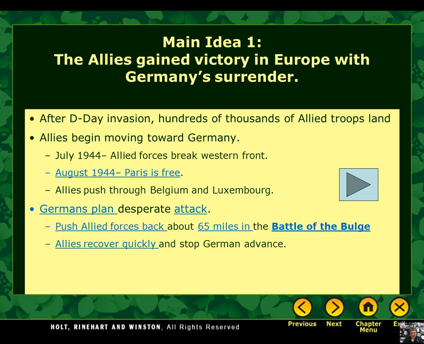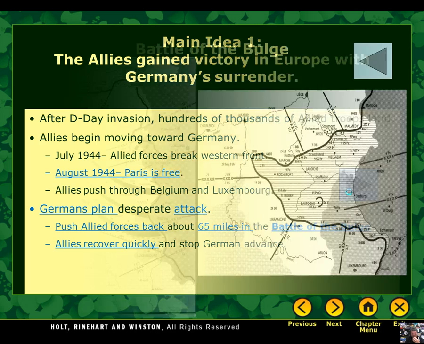The Germans at this time, Adolf Hitler specifically, planned a desperate attack. He planned to put all of his forces into this attack. And it came in this area bordering Luxembourg and France, where there's a forest called the Ardennes Forest. And this attack becomes known as the Battle of the Bulge, because the Germans launched this attack and pushed the Allies back 65 miles, forming a bulge in the line. This is what it looks like here.